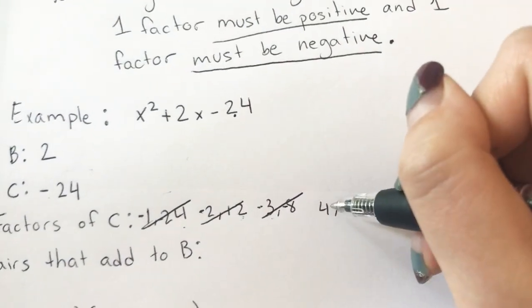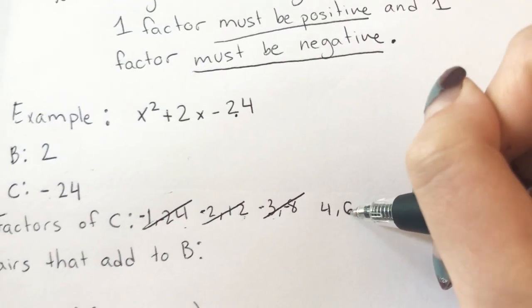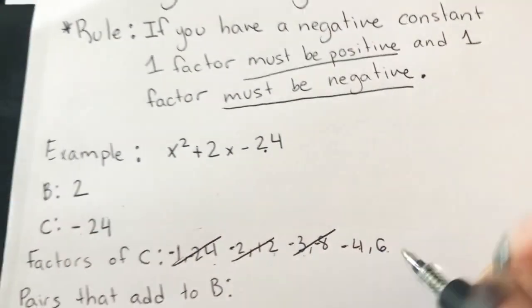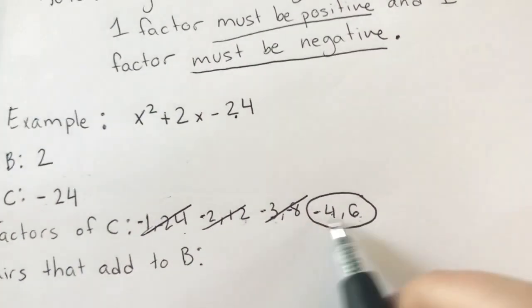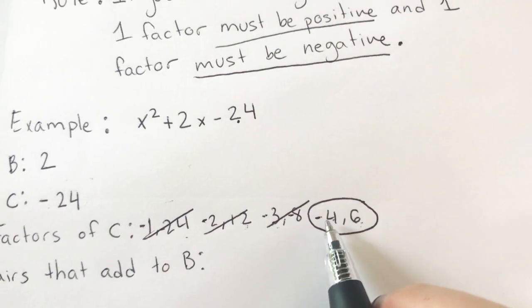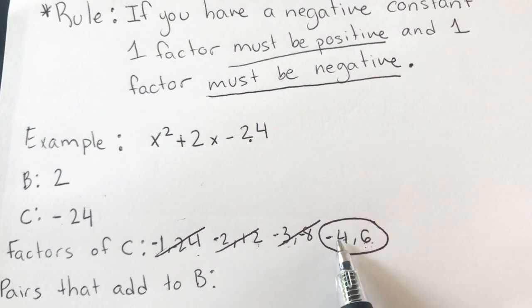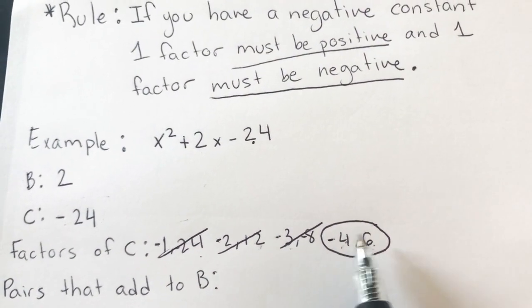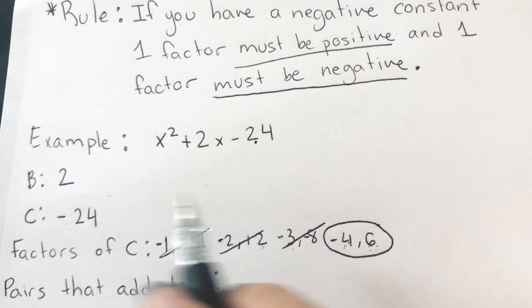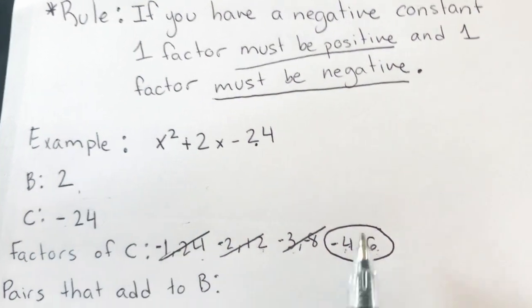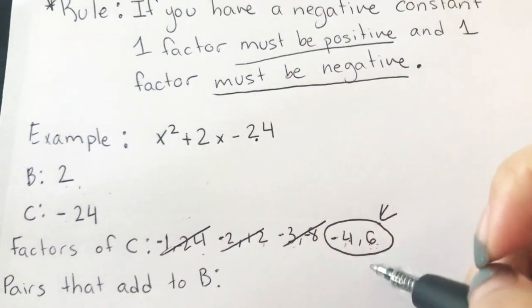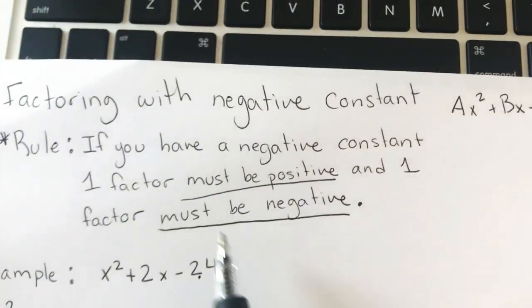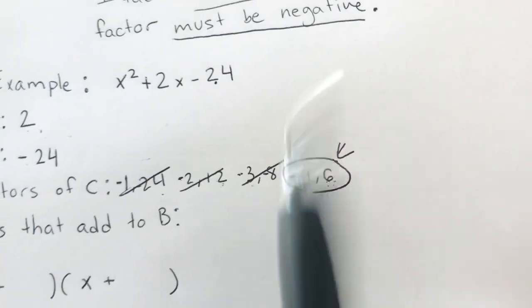What about 4 and 6? So if I do 6 minus 4, that does give me 2. So I see here that my pair of factors are this 4 and 6 here, and we know one needs to be negative and one is positive. And it works if my 4 is the negative value. 6 minus 4 is 2, okay? Or 6 plus negative 4 is 2. So this is my pair of factors. I have a negative c value. I meet my rule that one is positive and one is negative.